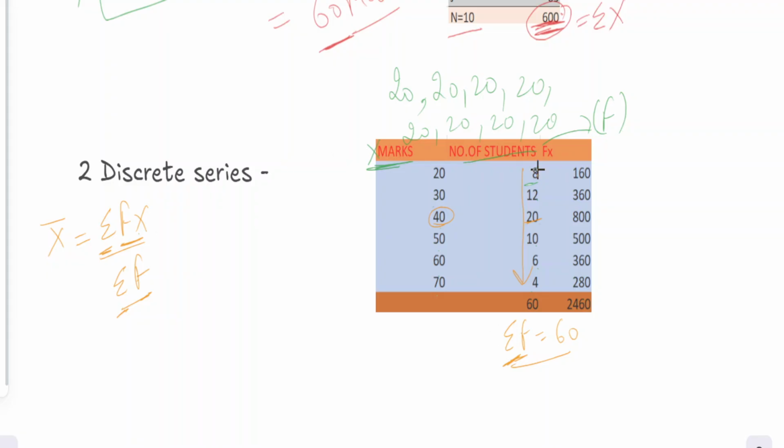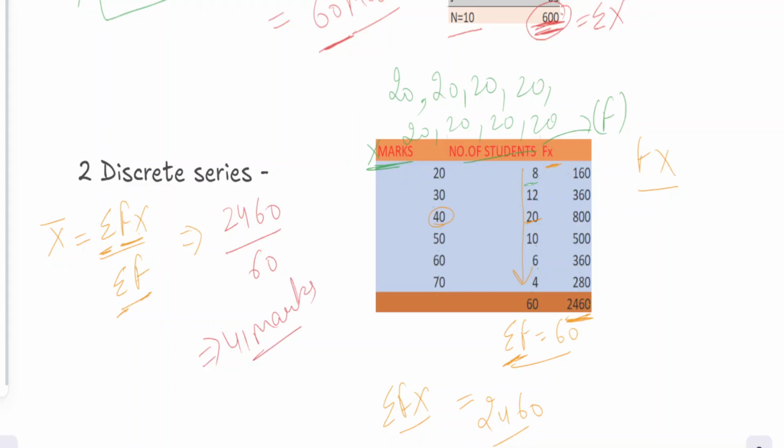Now what does this fx mean? fx is the multiplication of f into x. So 20 into 8 is 160, 30 into 12 is 360, and so on. Then we get a value that is 2460, which is termed as summation of fx. First we have multiplied f and x, then we have summed it up. Now we can put it directly into the formula. It will be 2460 divided by 60. So it is 41 marks. I hope it's clear to everyone.